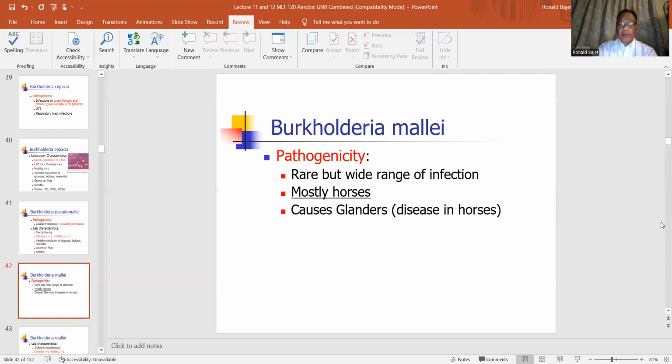Mallei is found mostly in horses, and it causes a disease called glanders in horses. So make sure you know the disease glanders. That's going to be on a test. If you see horses, Burkholderia mallei. If you see glanders, a disease in horses, that's going to be on the test. I'll go over this again during the review.